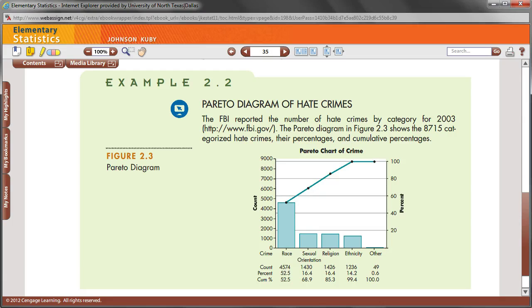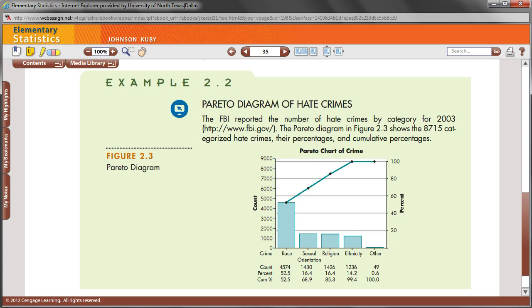The most numerous is hate crime against race, and in terms of frequency, 4,574 counts were observed in the year 2003 according to the FBI report, and that is 52.5% of all. Next, sexual orientation, 1,430 counts of crime, that's frequency. Relative frequency is that one divided by the total, 8,715, which gives us 16.4%. If you add up those two percentages, 52.5 plus 16.4, we get 68.9%.